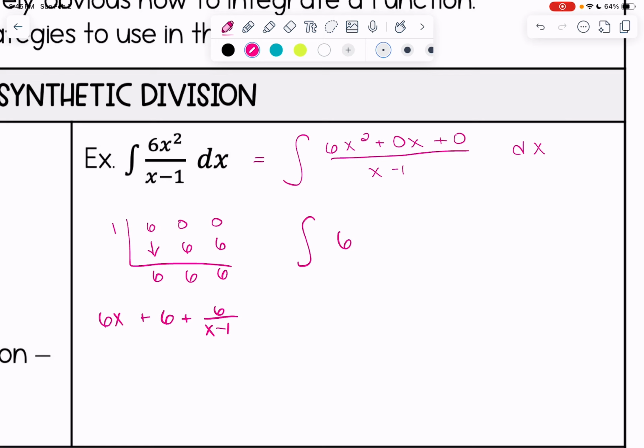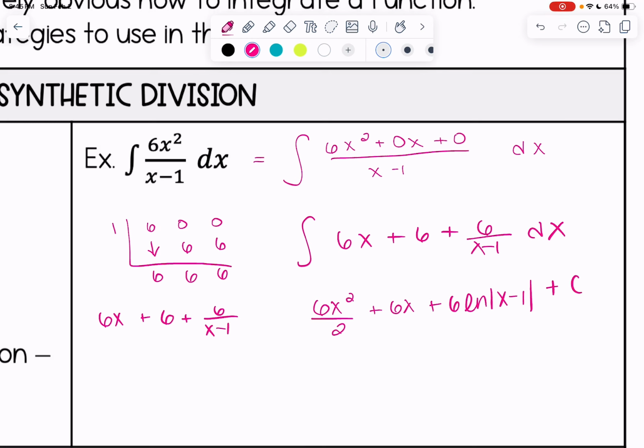So we are basically integrating that new quotient. And when I do that, I'm going to get 6x squared over 2 plus 6x. And then for 6 over x minus 1, that's going to give us plus 6 ln of the absolute value of x minus 1 plus c. That's knowing your antiderivative rules from our previous video. And just know that if you thought maybe we could try power rule there, reverse power rule, that's really x minus 1 to the negative 1 power. If I had added 1 and divided by that number, I'd be dividing by 0, which we can't have. So just a note on that.